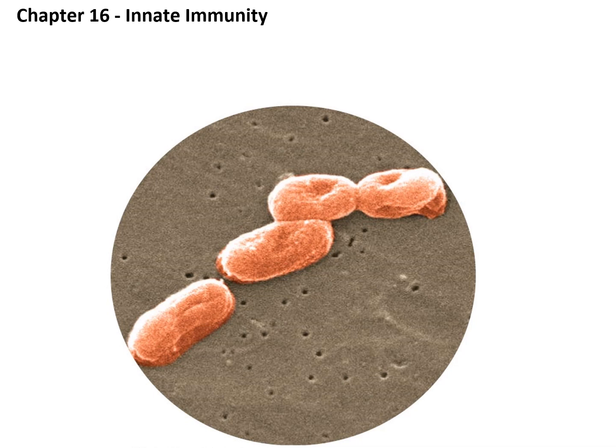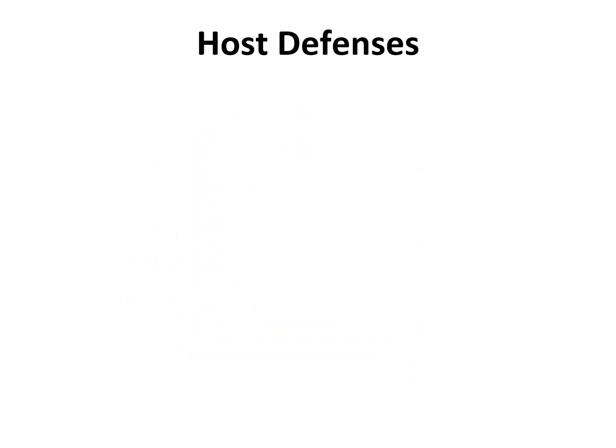This is part 2 for Chapter 16, Innate Immunity. As I explained in part 1, your immune system is defending you against infectious disease and cancer, and the overall organization of your immune system is as follows.